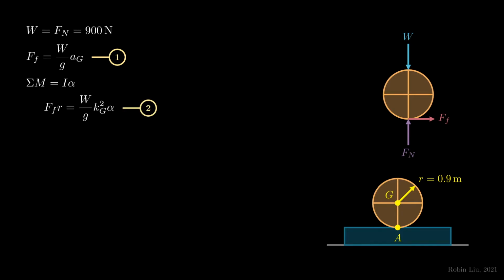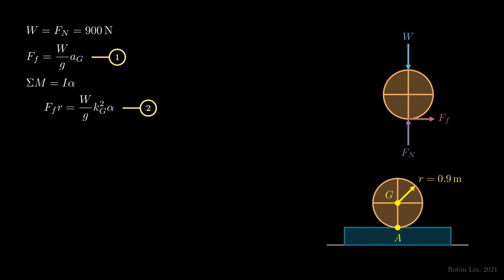The moment of inertia can be calculated as the mass times the radius of gyration squared. The radius of gyration is the distance where, if you were to concentrate the entire mass of the object as a point mass, it would have the same moment of inertia relative to the reference point.